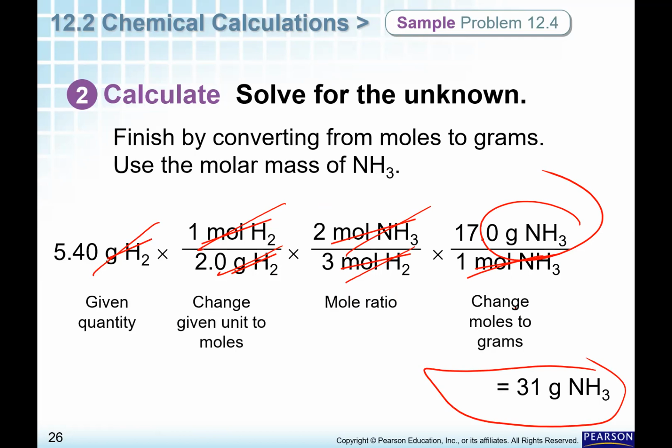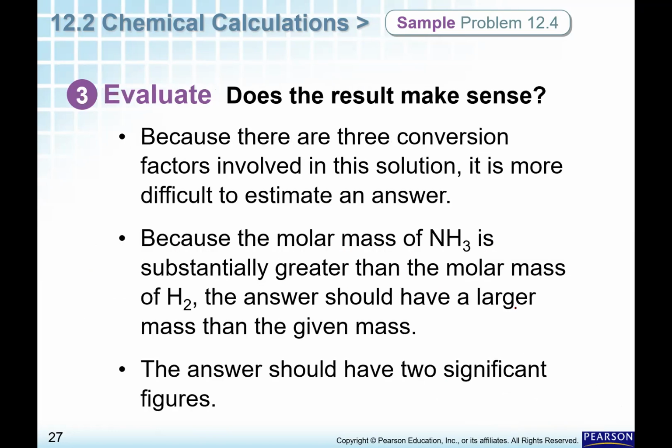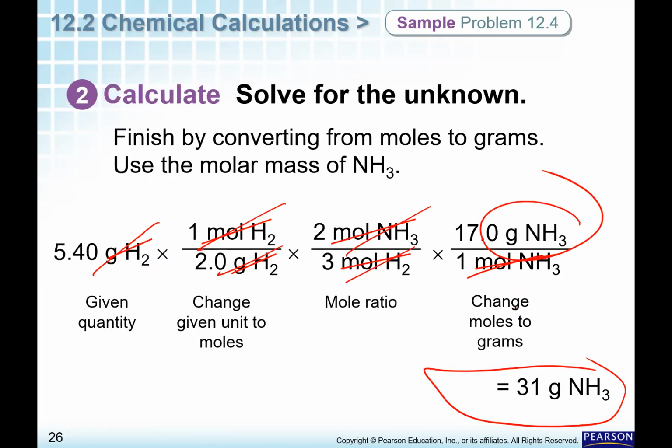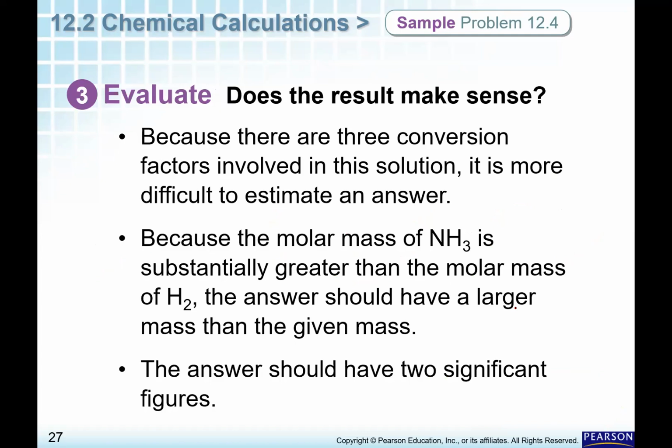Okay, now evaluating such an answer using all these steps together will be difficult, but you can do that by understanding the following: here we have 5.4 grams, which is almost 3 moles of hydrogen, and this means that we're going to produce a little bit less than 2 moles of ammonia. So that should be less than 34. That's the way you evaluate your answer. And 31 is an acceptable answer.